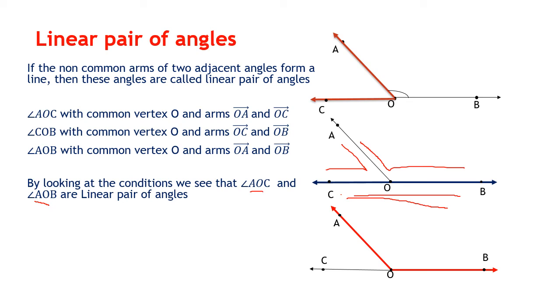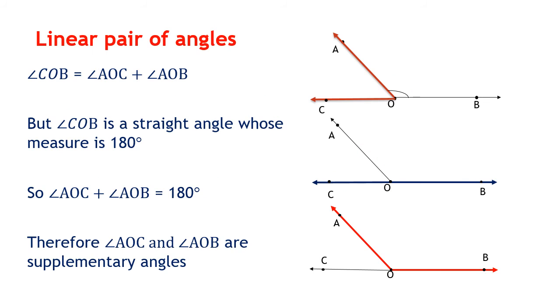Now you can see angle AOC, and if you add angle AOB, then you get one complete angle which is 180 degrees. So when you add the two linear pairs, COB, the straight line, is AOC plus AOB. But COB is a straight line, 180 degrees.